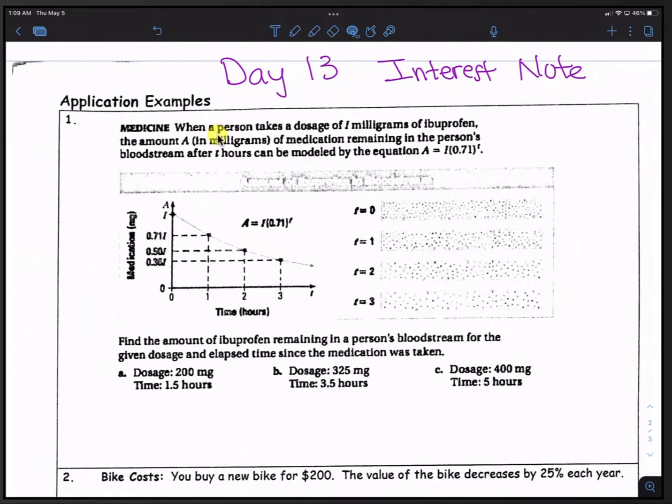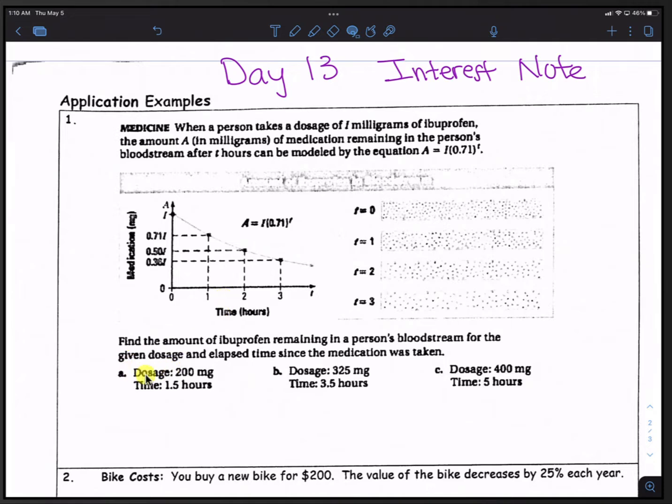So here's question 1. It says when a person takes a dosage of I milligrams of ibuprofen, the amount A in milligrams of medication remaining in the person's bloodstream after T hours can be modeled by the equation A equals I times 0.71 raised to the power of T. Now the I represents the initial amount of the ibuprofen that is in the bloodstream. The 0.71 represents the fact that it's 71% of the initial amount that will be remaining after every hour. And the T is the number of hours that have passed.